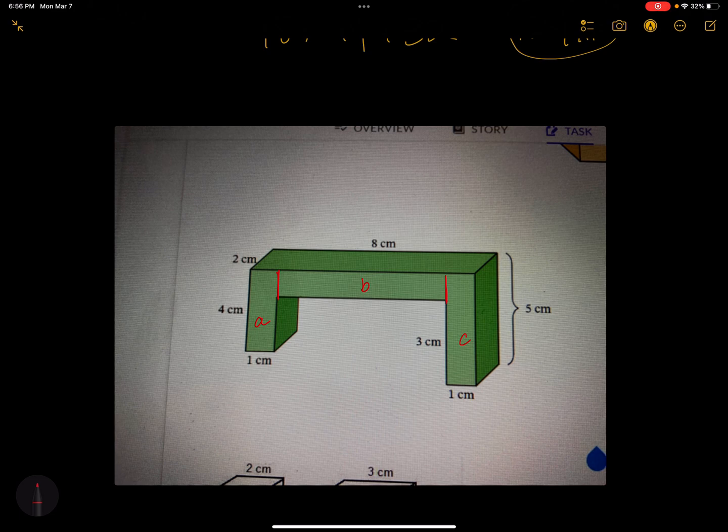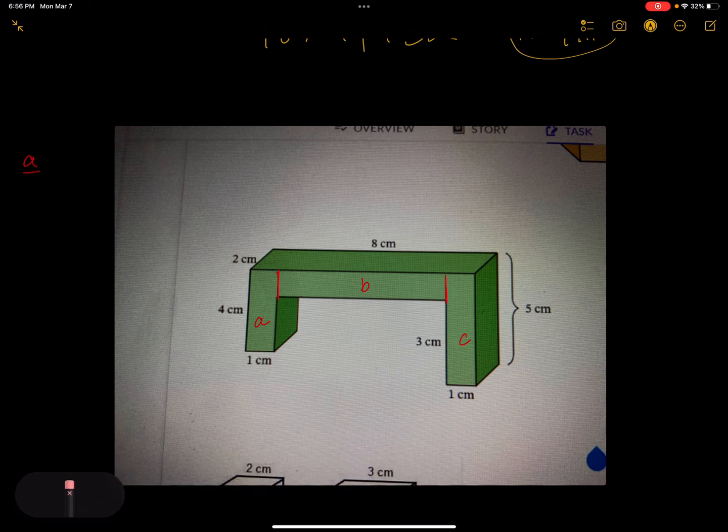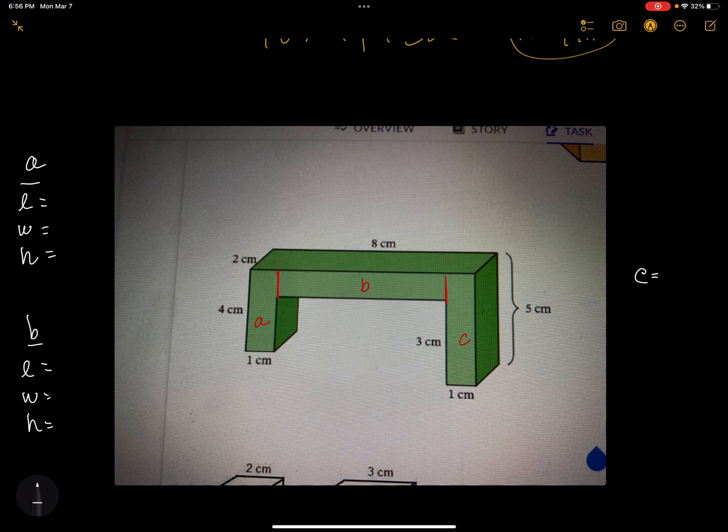We need to find the volume of A, the length. Let's move this. Let's go back. Let's get white here. We need to find the volume of A, the length, the width, and the height. B, the length, the width, and the height. And C, the length, the width, and the height. Okay, so let's just do A first.